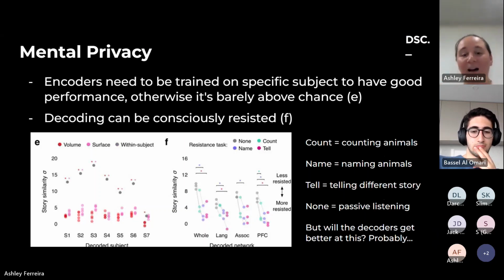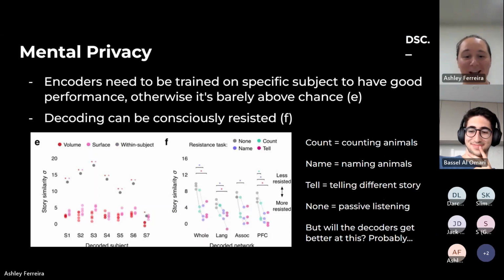And then plot F shows that decoding can be consciously resisted. And now I will tell you the strategies they said this can be done by, in case this stuff develops far quicker than we think and you need to know it. So they have count here, which means counting animals. That did not have significantly good performance. And if you do that while they're trying to read your thoughts, it'll help a little bit, but it won't help the most. What was the most effective they found on average was naming animals.